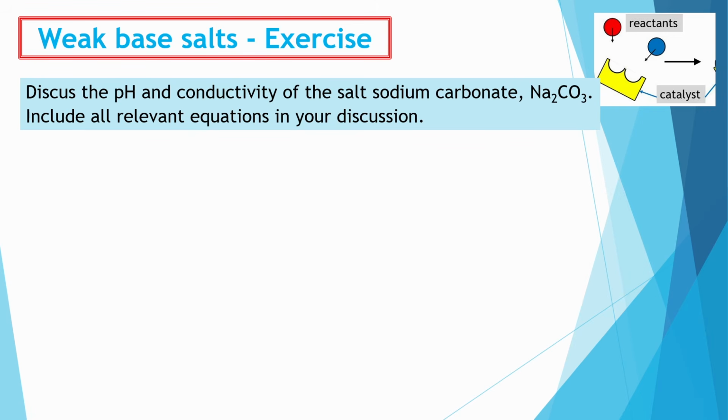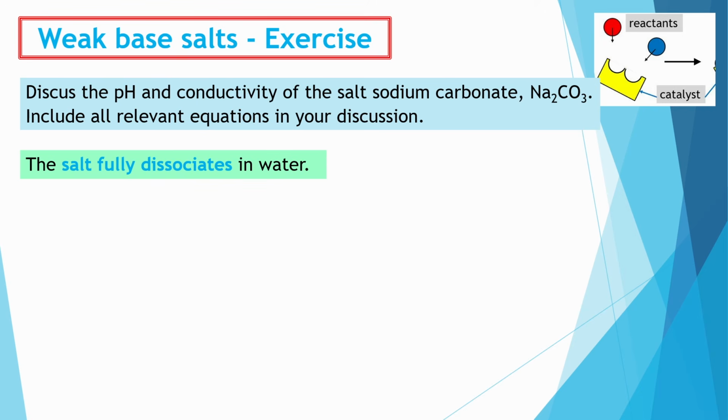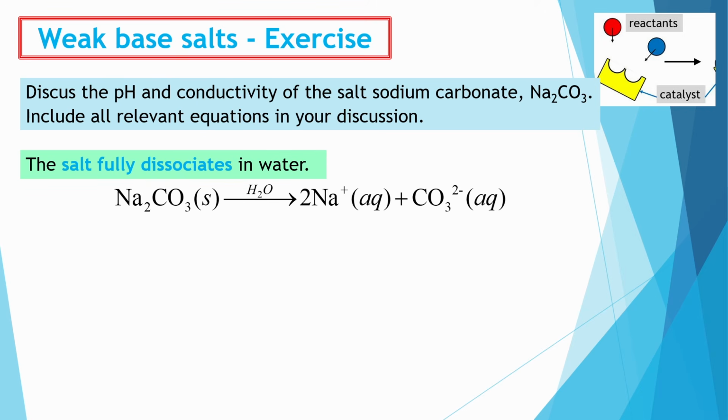Okay, so here's an example of the type of question they might give you. Discuss the pH and conductivity of the salt sodium carbonate. Include all relevant equations in your discussion. Okay, so this here is a carbonate, so we know that it's going to produce sodium ions that are neutral and carbonate ions that are negative, so it's going to be a weak base, right? So first thing, the salt fully dissociates in water. Let's show that. Sodium carbonate, put an arrow with water over it, turns into 2 sodium ions and carbonate ions.